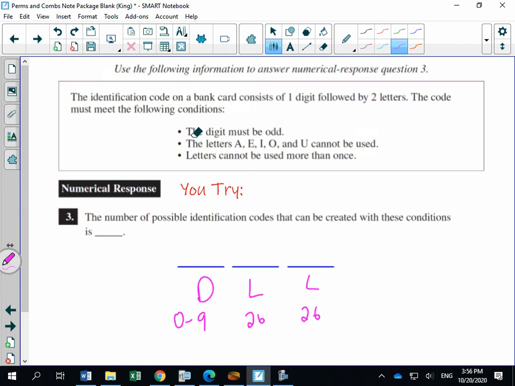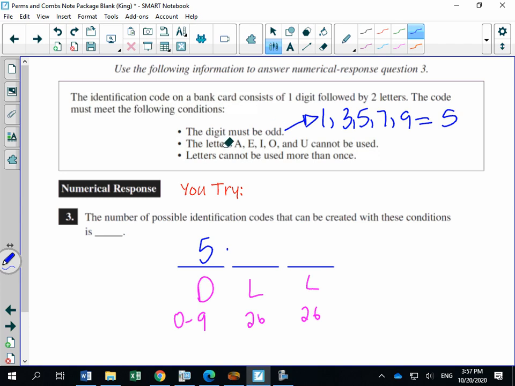So what it says is the digit must be odd. So for this digit, I cannot put the number 10 here because it must be odd. So my odd digits are 1, 3, 5, 7, and 9. There's 5 total choices. So for my digit, I have 5 there.